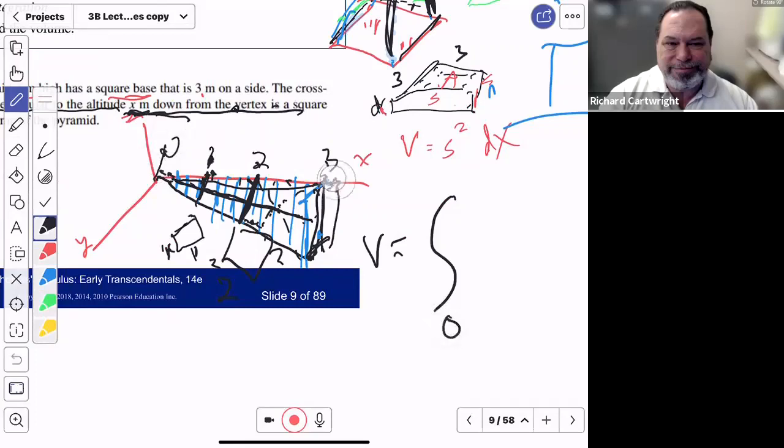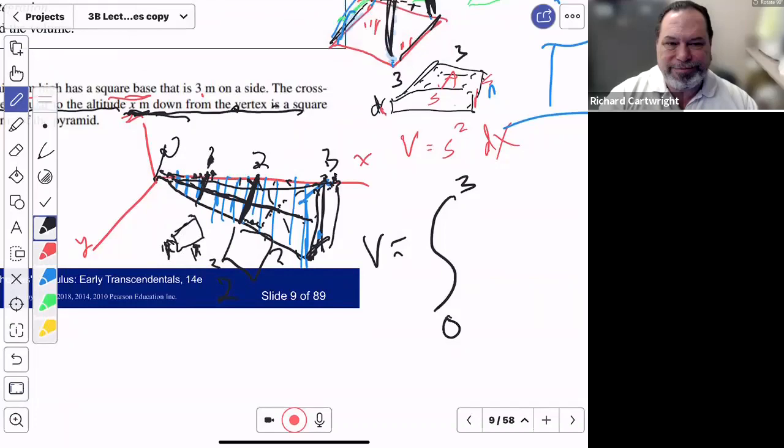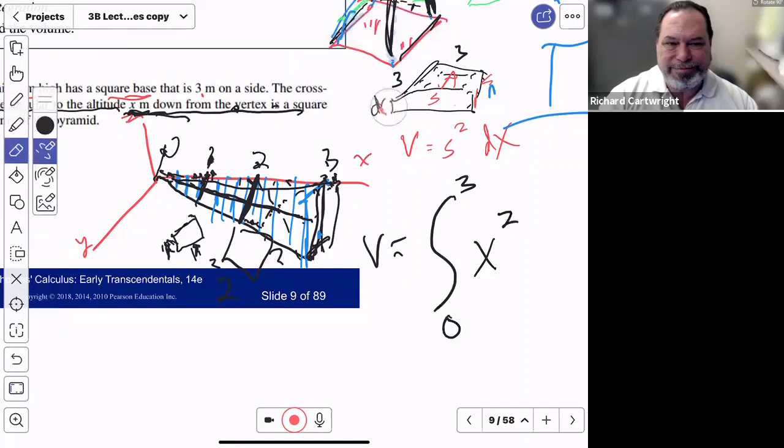The height is only three. So that's the last square I'm going to cut off. And every X that I go is the measurement of my square. So the area is X squared. And the thickness of every one of these is dx.